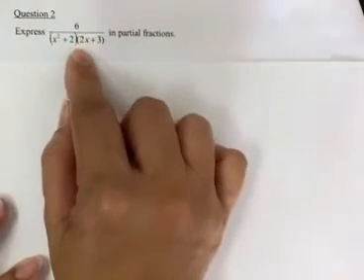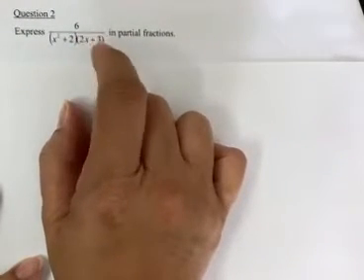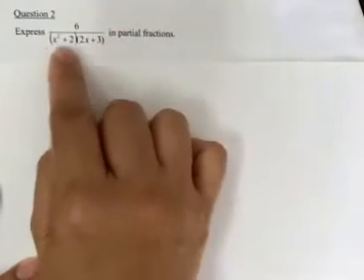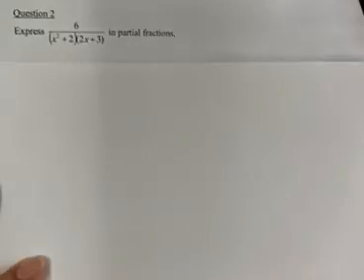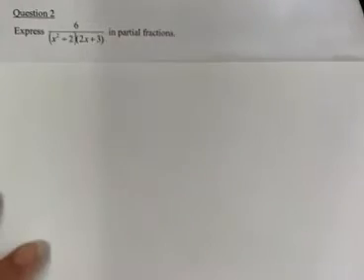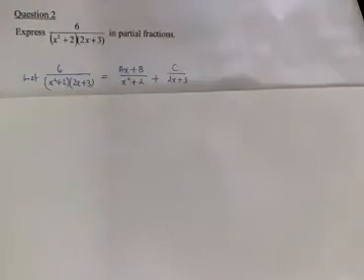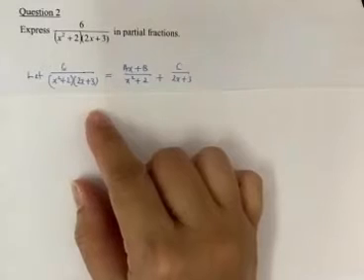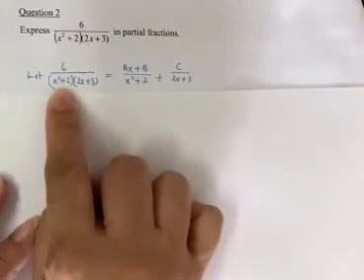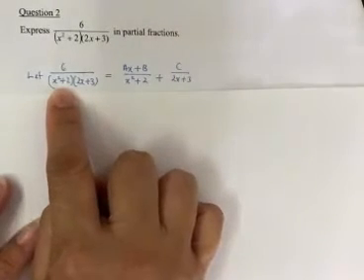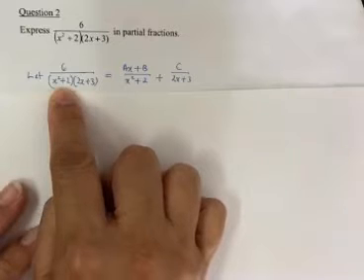Now for question number 2, what you have here is 6 divided by (x squared plus 2) times (2x plus 3). Now this is clearly a proper fraction, so you do not need to do long division. However, the form in this case is very similar to your question number 1, because the denominator x squared plus 2 cannot be factorized.